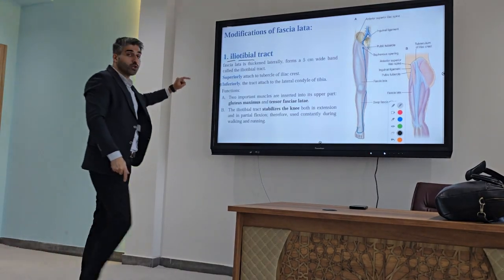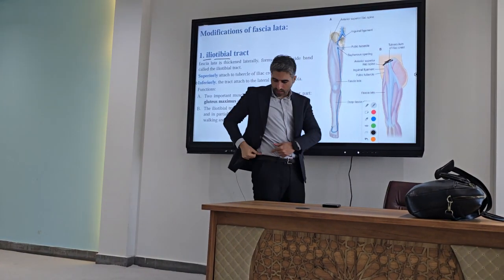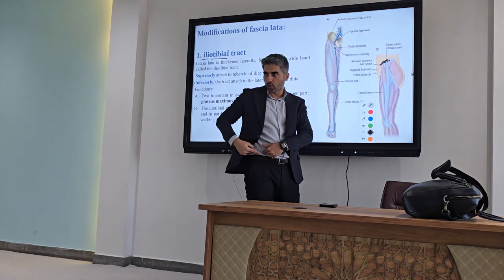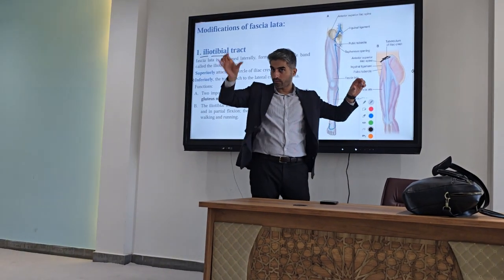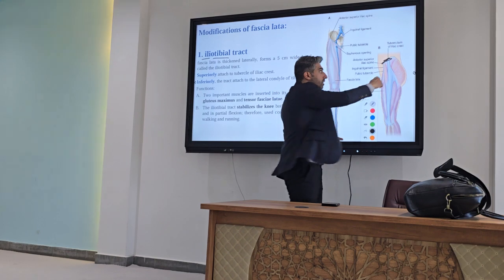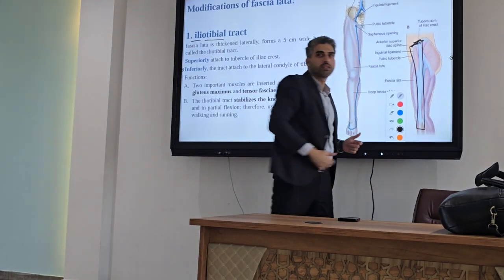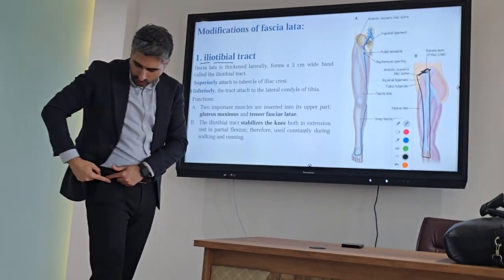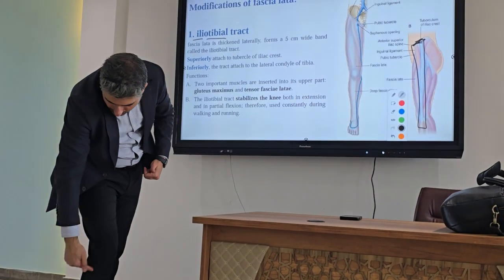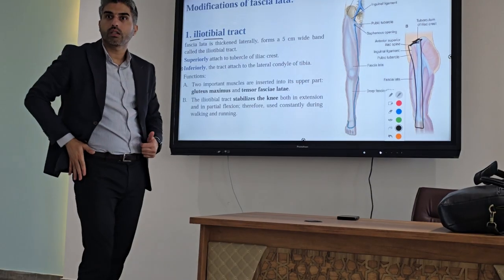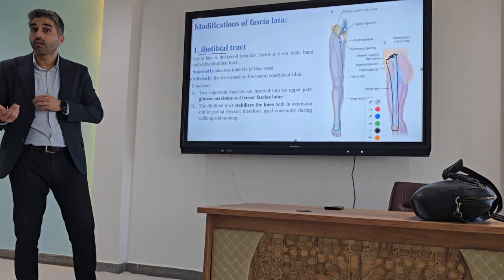So when we say iliotibial tract is here, from the iliac crest, this part of the hip, one band comes down and attaches to the tibia. From the iliac crest, one band comes down, attached to the tibia. Iliotibial tract. So why? What is the reason?